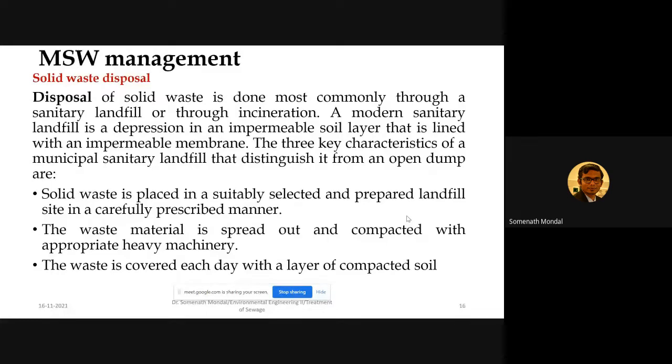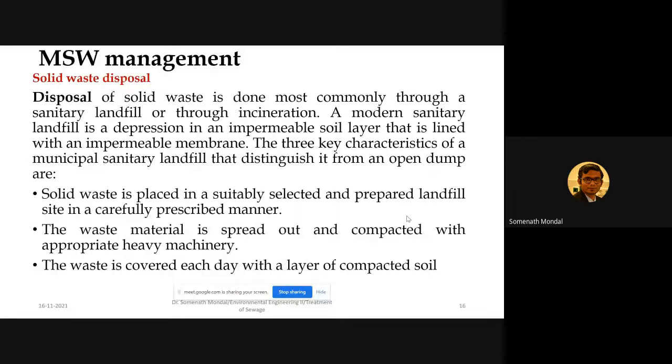So basically, disposal of solid waste is done commonly through the sanitary landfill or through incineration. However, if I have to give you the different methodologies by which you can do the disposal procedure, we have uncontrolled dumping or non-engineered disposal. Mostly you will see in the rural side this kind of site wherein wastes are simply dumped in a non-engineered manner. So those are called dump yard or uncontrolled dumping or non-engineered disposal.